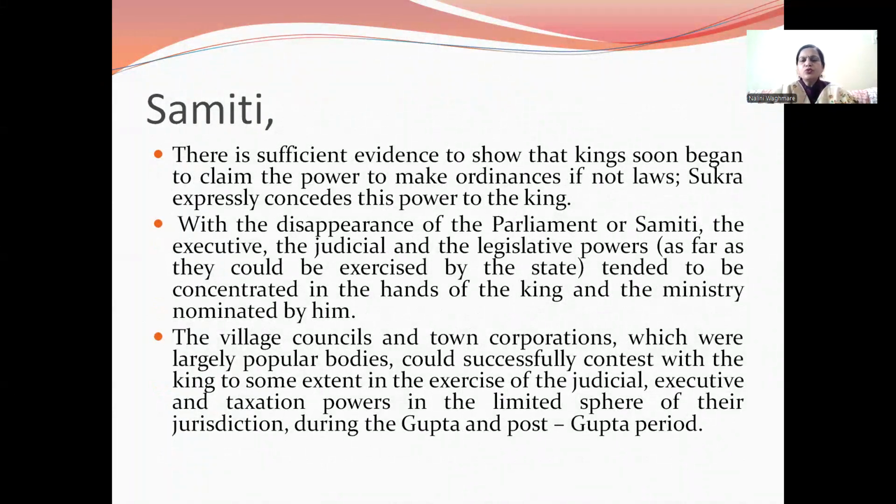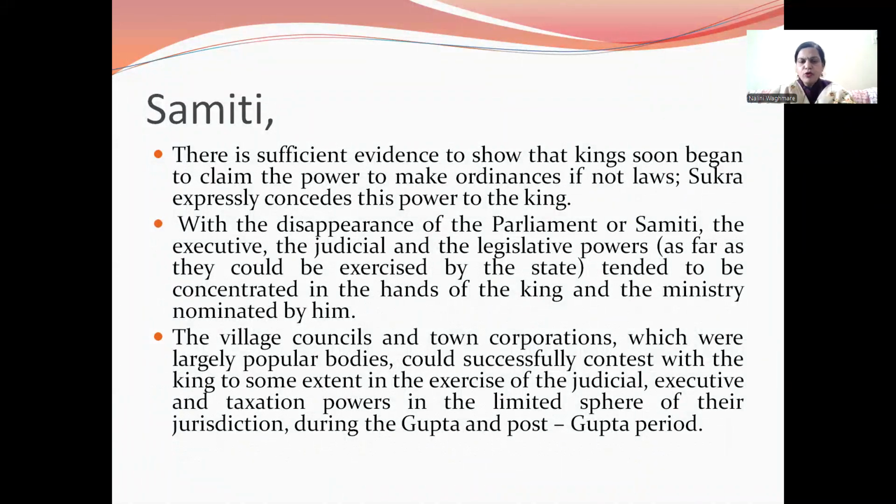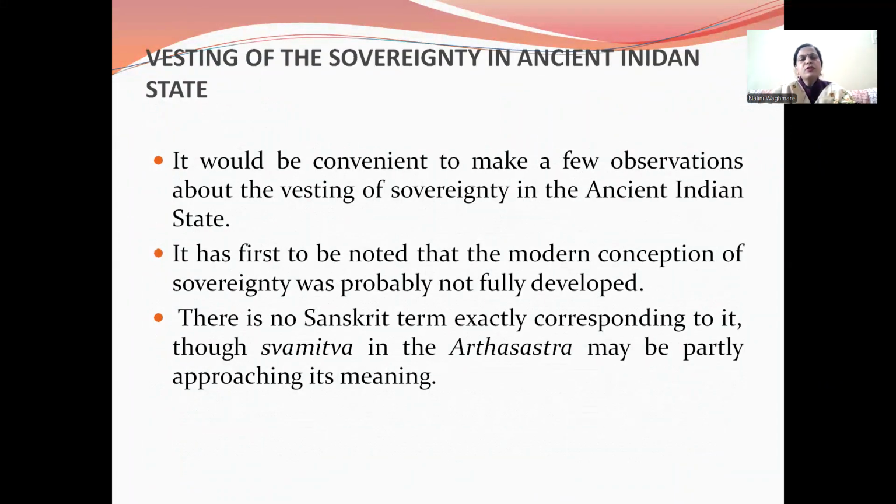There is sufficient evidence to show that the king soon began to claim the power to make ordinances, if not laws. Sukra expressly conceded this power to the king. With the disappearance of the parliament or Samiti, the executive, the judicial, and the other powers tended to be concentrated in the hands of the king and the ministry nominated by him. The village councils and the town corporations, which were largely popular bodies, could successfully contest with the king to some extent in the exercise of judicial, executive, and taxation powers in the limited sphere of their jurisdiction during the Gupta and post-Gupta period.